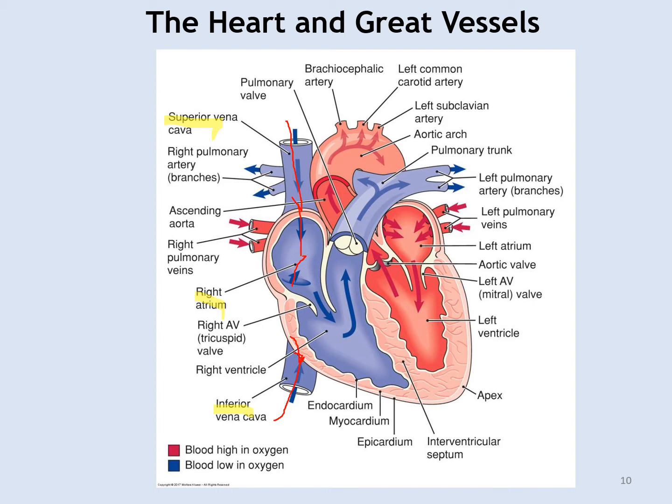Then it moves through the right tricuspid valve into the right ventricle, or the right atrioventricular valve. And then in the right ventricle, after its contraction, it is going to send blood up through the pulmonary valve, pulmonary again being lungs, into the left pulmonary and right pulmonary arteries.